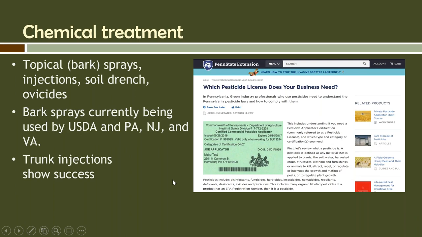There are a lot of chemical treatments, pesticides, injections, soil drenches that have been researched by Pennsylvania. We're not at the point in Massachusetts yet where any sort of chemical treatment is being considered, but states with heavy infestations have been sort of testing to see what is most useful.